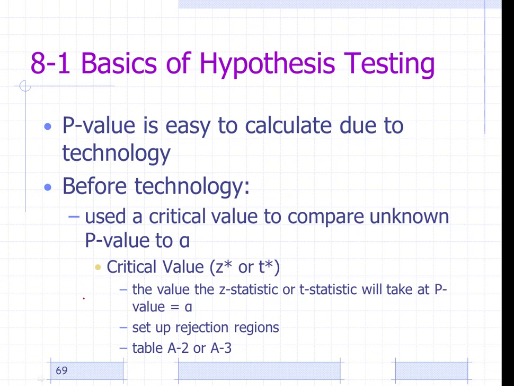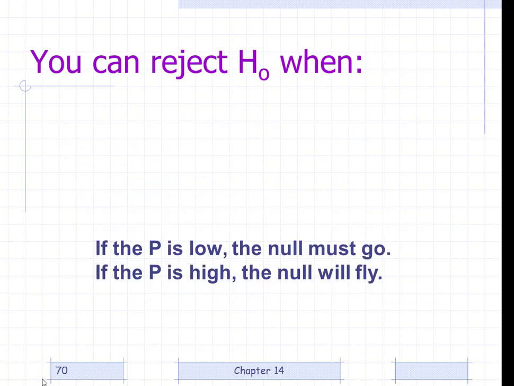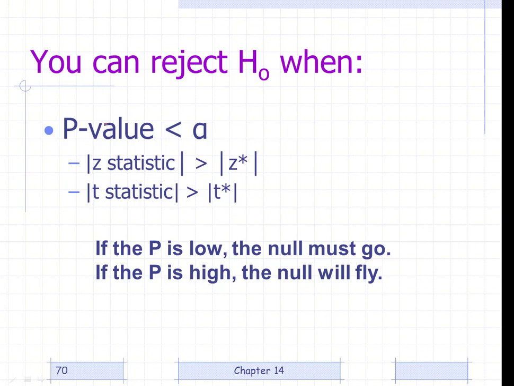So again, we're not going to worry about how to do it before technology. If you want to do that, it's explained in the book, and for this unit, you use table A2, and your p-value is less than alpha. That is the one that we are going to concentrate on.